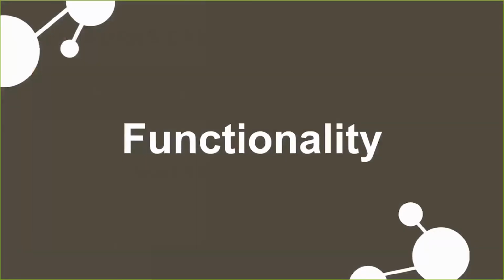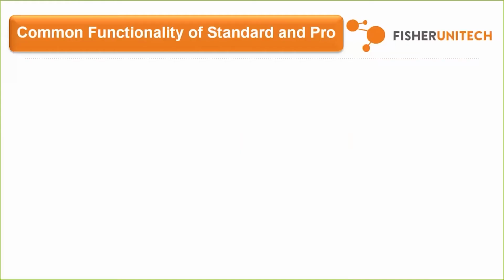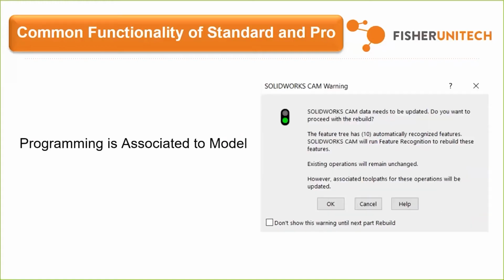So let's get into the functionality of SOLIDWORKS CAM. Now this is common functionality between both Standard and Professional. Your programming is going to be associated to the model. So anytime you change the model, SOLIDWORKS CAM is going to give you a warning and ask you if you would like to update your toolpaths.